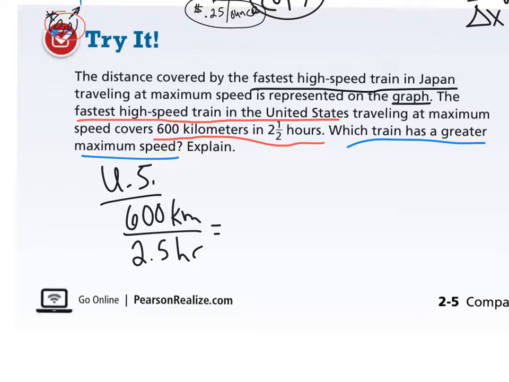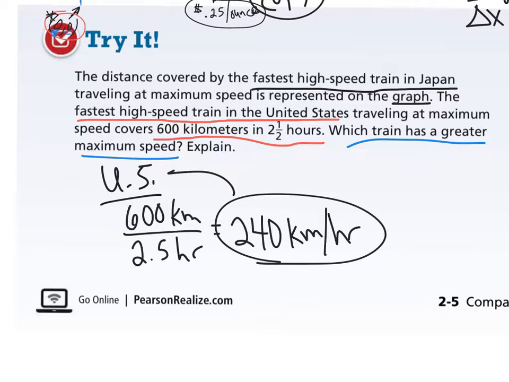And again, to make that quicker, we could probably use calculators. We can do it by hand if we need to, but if we just divide that out, find our unit rate. So if you divide that out it's 240, so 240 kilometers per hour in the United States.